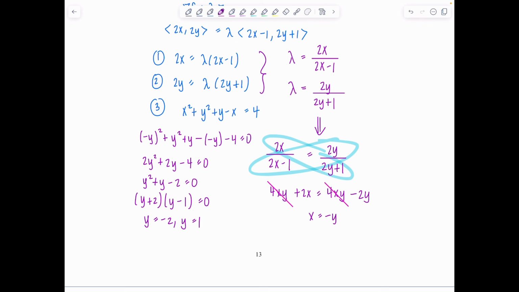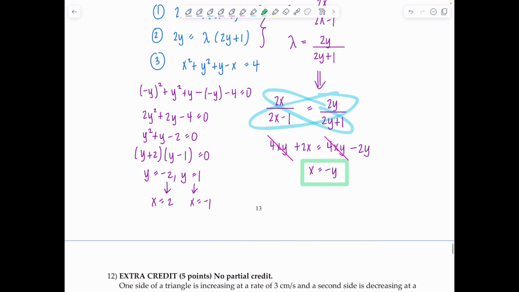If y is negative 2, then x is positive 2. Or if y is 1, x is negative 1. Because remember, x is negative y. And then we just need to figure out what z value works for each of those. So we know we're going to have (2, negative 2, something) and then (negative 1, 1, something). I'm going to go back to the equation of the plane, if you'll remember. You could either plug it into the paraboloid or the plane's equation to get z.